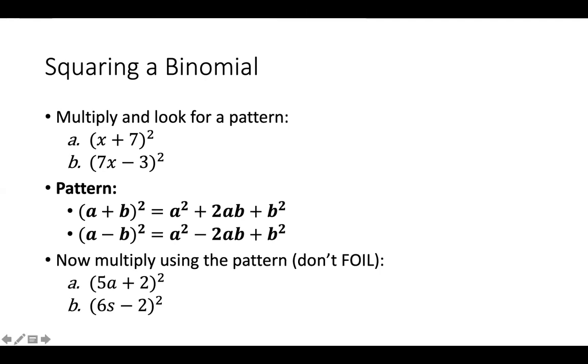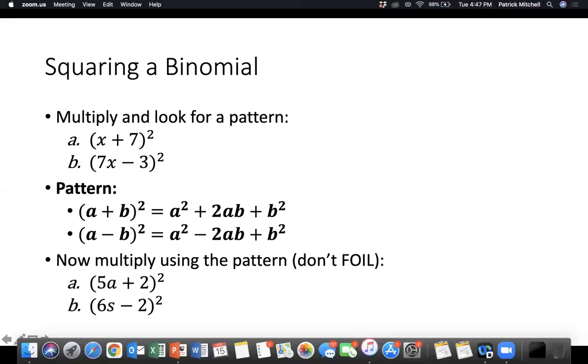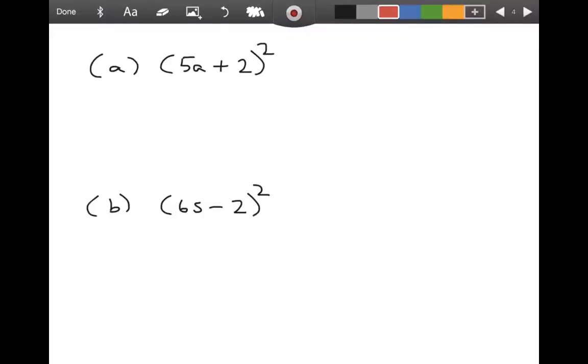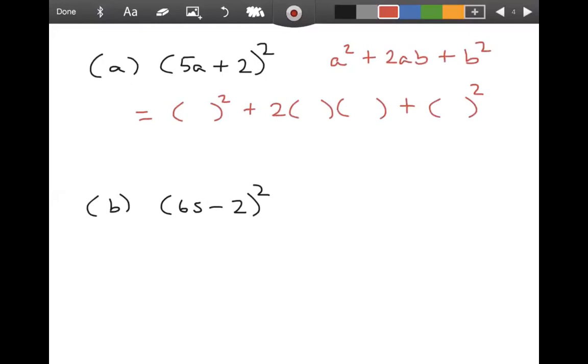Switching back to the tablet. First example is 5a plus 2, squared. Notice this one is a sum, so it's going to have the pattern a squared plus 2ab plus b squared. What I like to do is just set up space for my answer, which is going to look like blank squared plus 2 blank blank plus blank squared. And you fill in the blanks with the two terms from the binomial.